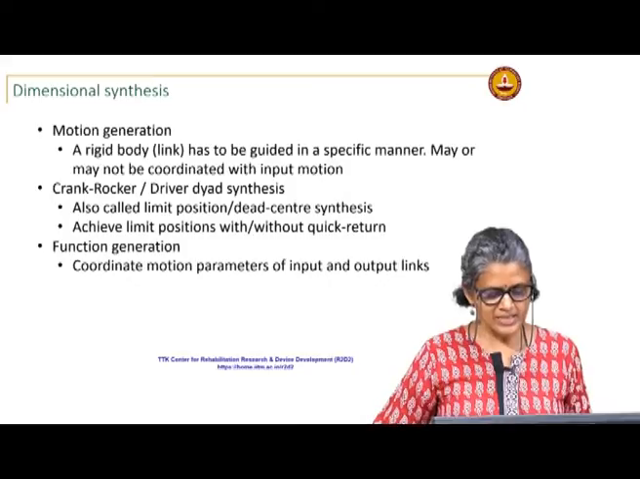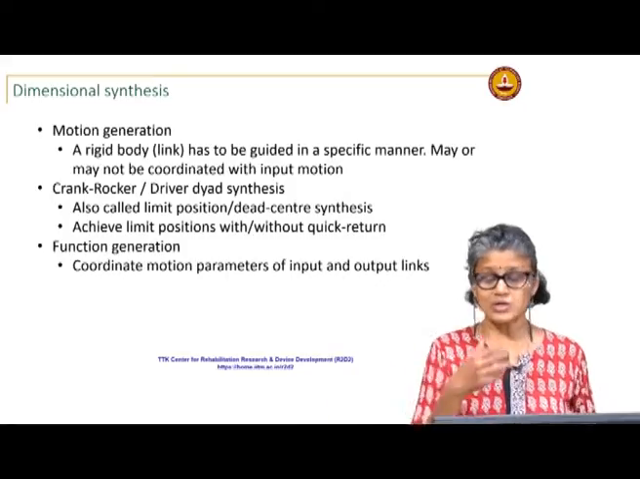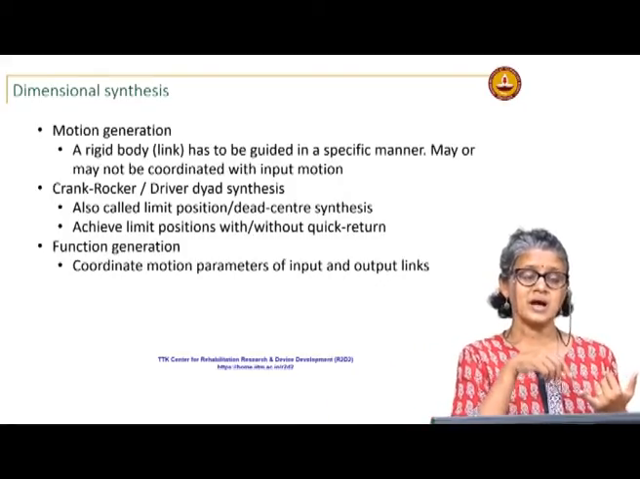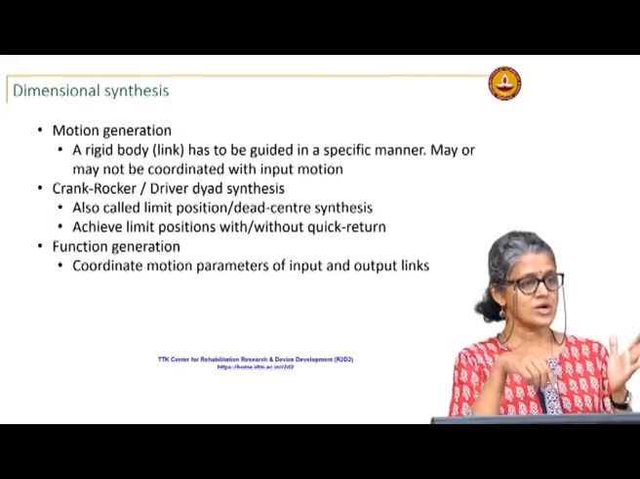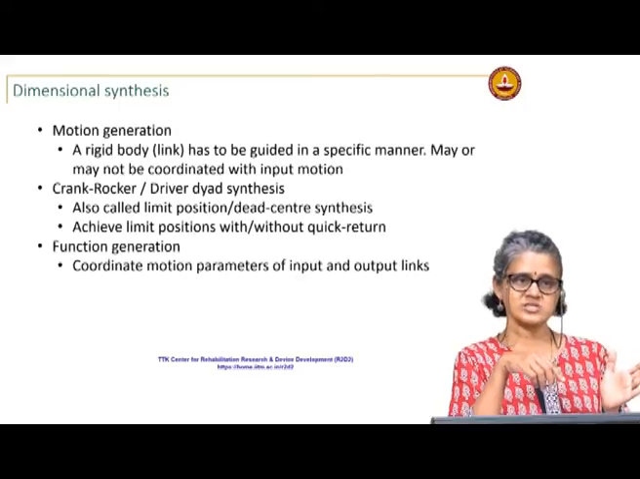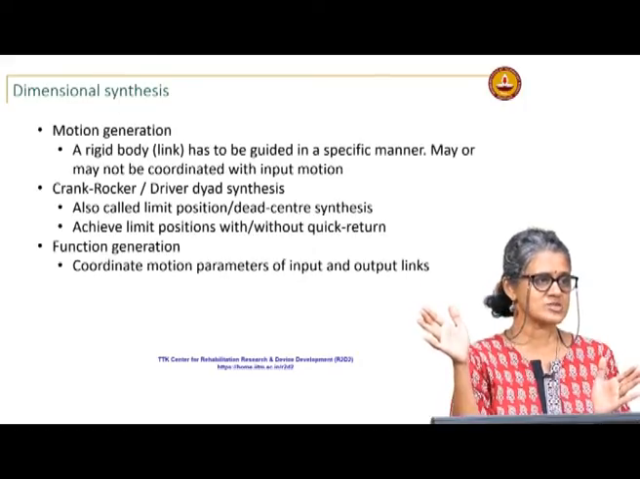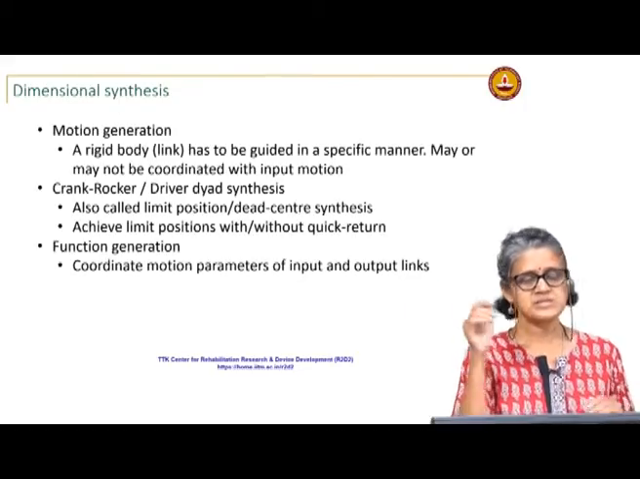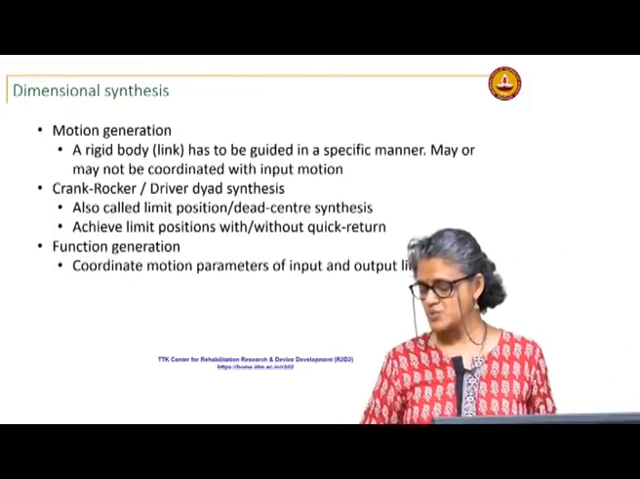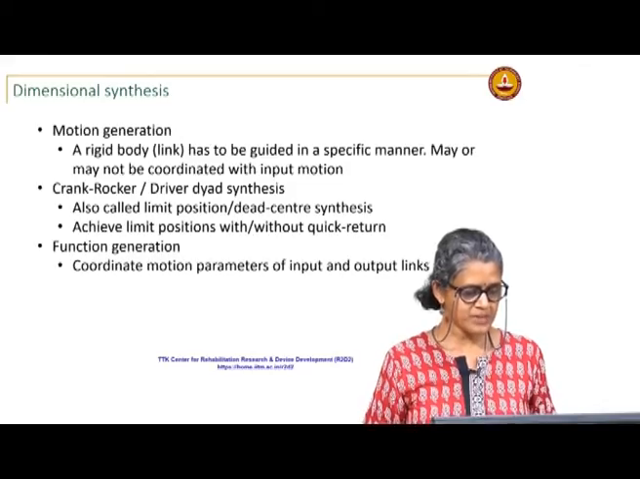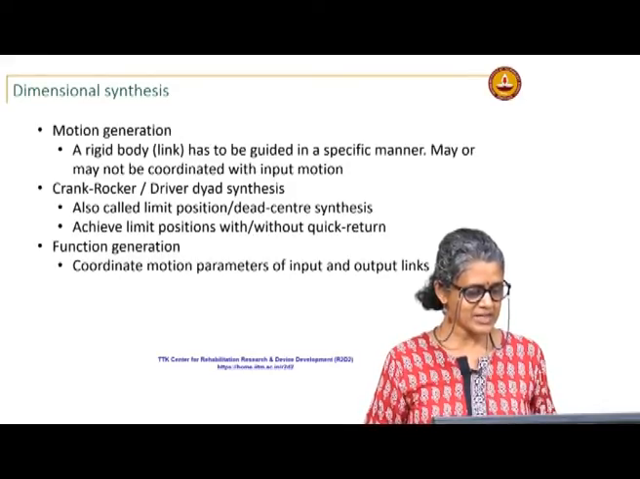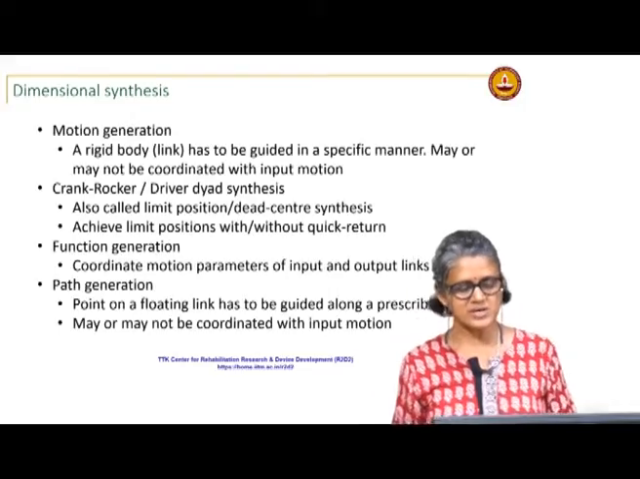In this, the motion parameters could be, apart from displacement, also velocity and acceleration. For a certain velocity of the input link, you may want a certain velocity of the output link. Similarly with accelerations. So, we will see some methods of synthesis that will allow you to do that. That category of problems is called function generation problems.